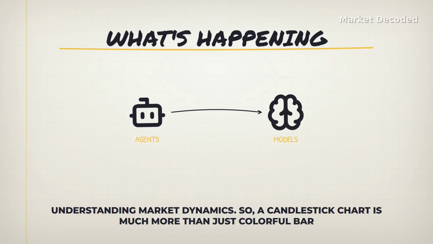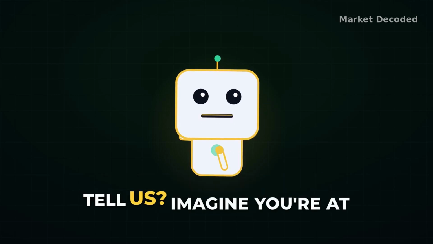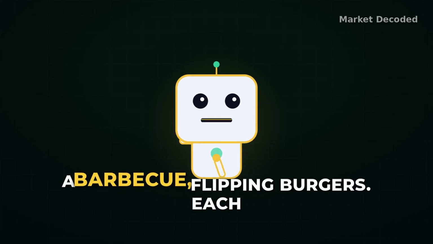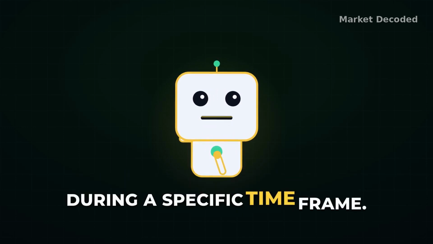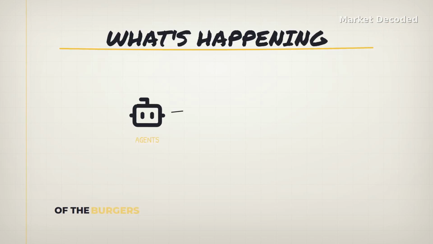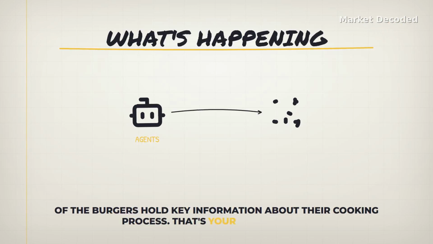What exactly does a single candlestick tell us? Imagine you're at a barbecue, flipping burgers. Each burger represents a price point during a specific time frame. The shape and color of the burgers hold key information about their cooking process. That's your candlestick. Now let's break it down.